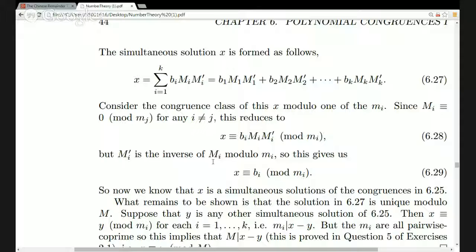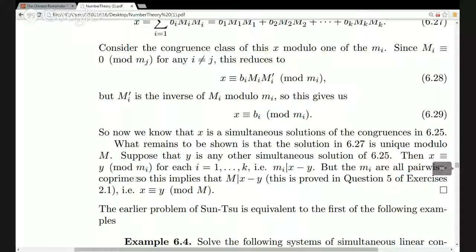What remains to be shown is that the solution in 6.27, the solution here, is unique. So why is that unique? I think we do this by a little proof by contradiction, or I mean, it could be phrased like that. It isn't phrased as a proof by contradiction here, but what we do is we suppose that little y is any other solution to this problem.